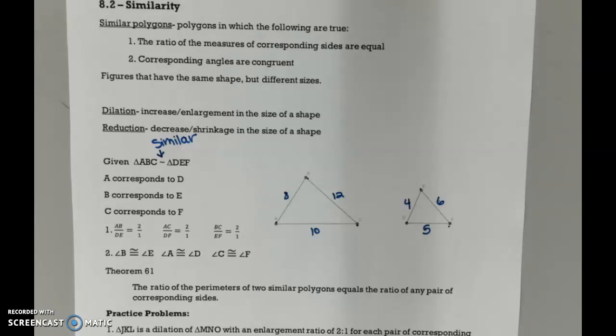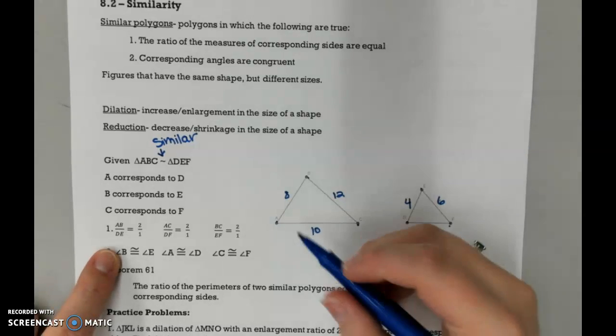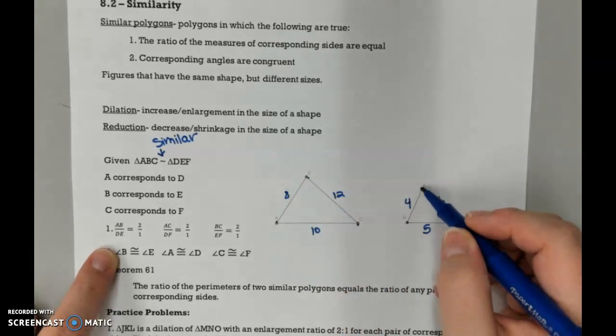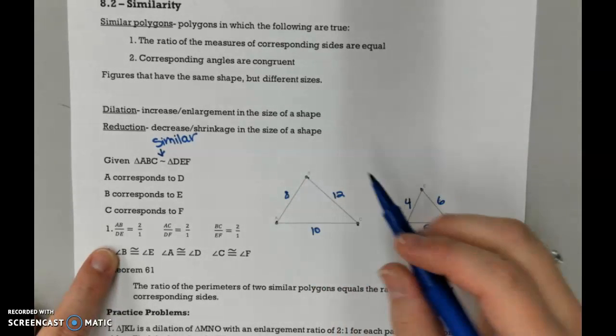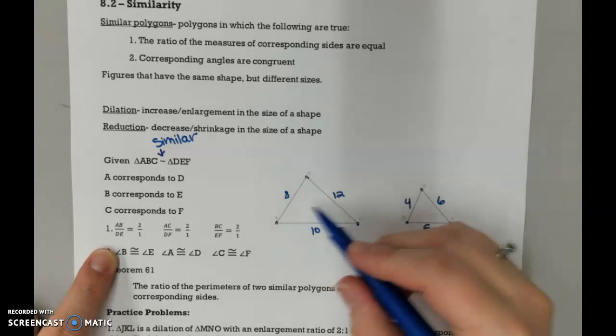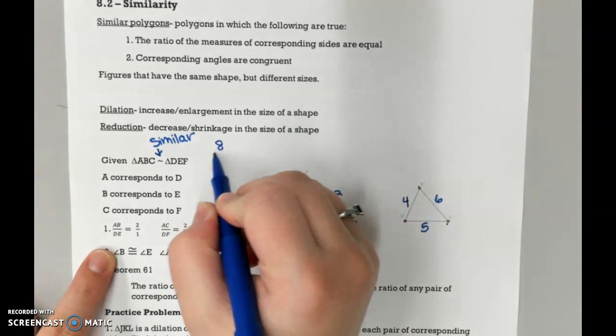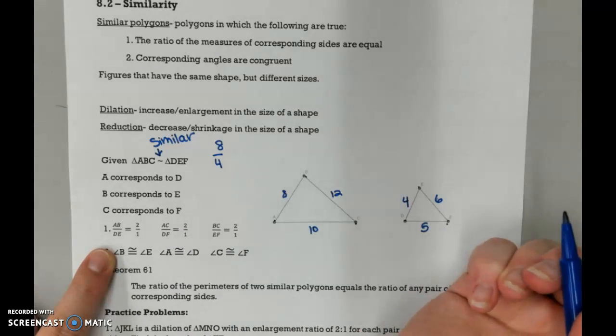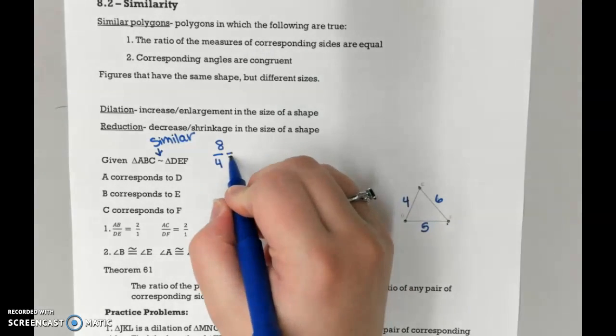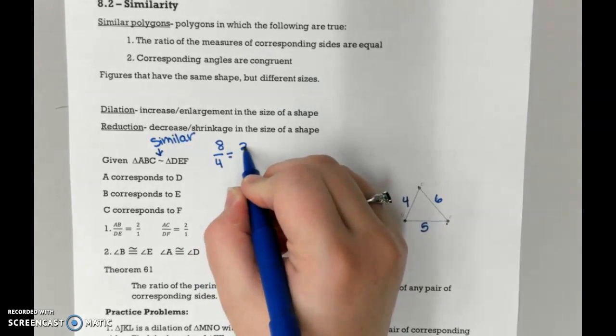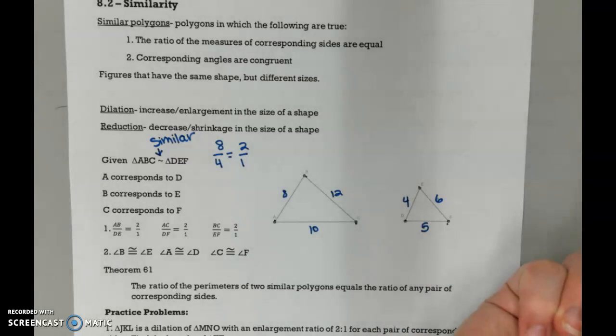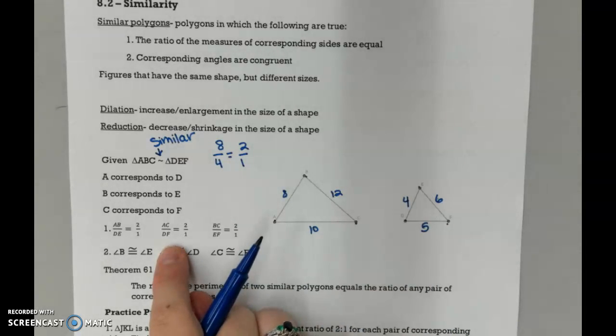Let's verify that the ratios of the corresponding sides are all equal. Starting with AB, it corresponds to side DE because A corresponds to D and B corresponds to E. The ratio of those two sides would be 8 to 4, which I can reduce to 2 over 1. Okay, what about AC and DF?